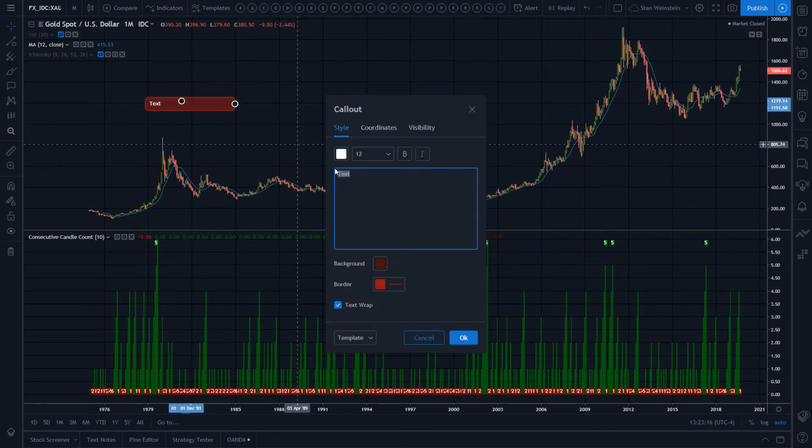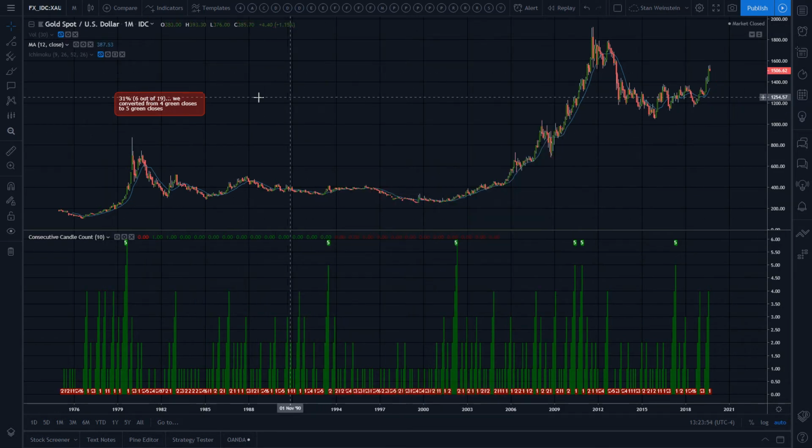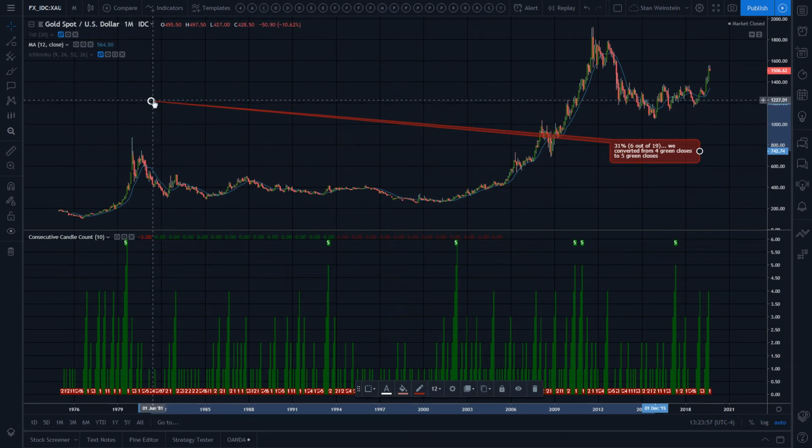Let's do it here. Pop up here. 31% of the time, 6 out of 19, 36%, we converted from 4 green closes to 5 green closes. So these are the chances right now of us converting, closing the month.